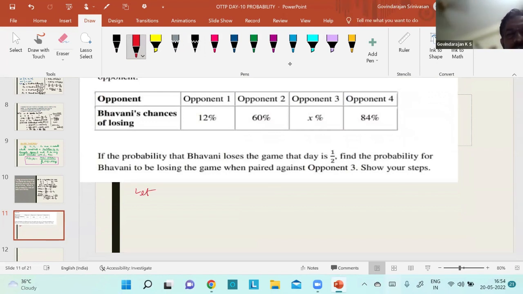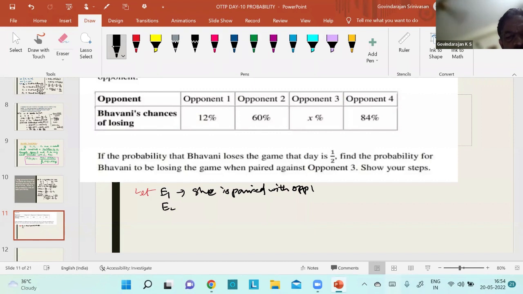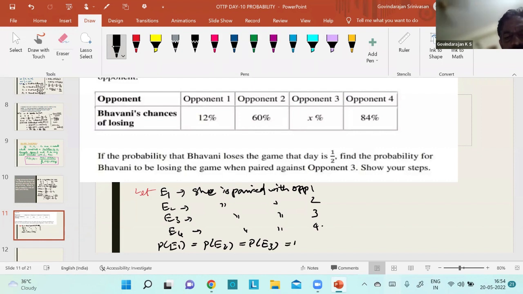Let E1 be the event that she is paired with opponent 1. Let E2 be the event that she is paired with opponent 2. E3 is the event that she is paired with opponent 3. And E4 is the event that she is paired with opponent 4. So the probability of E1 is equal to the probability of E2, equal to the probability of E3, equal to the probability of E4, equal to 1 by 4.